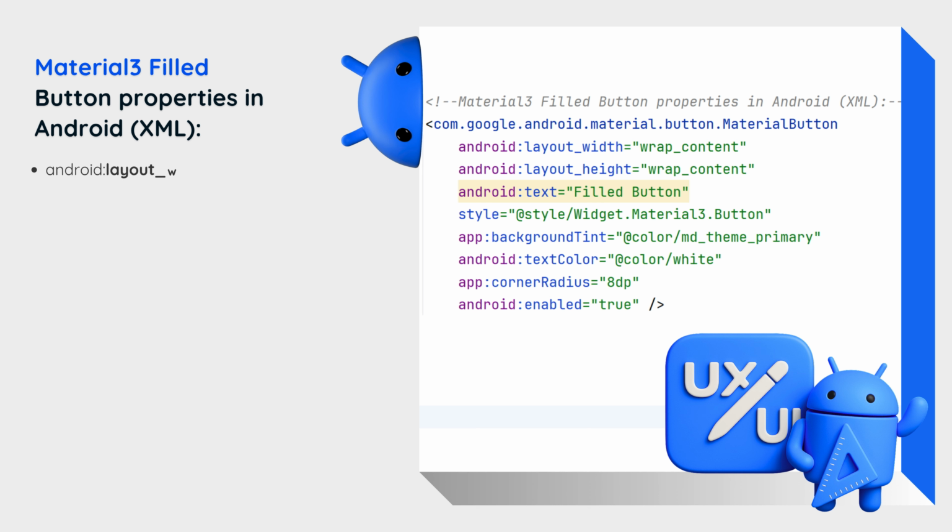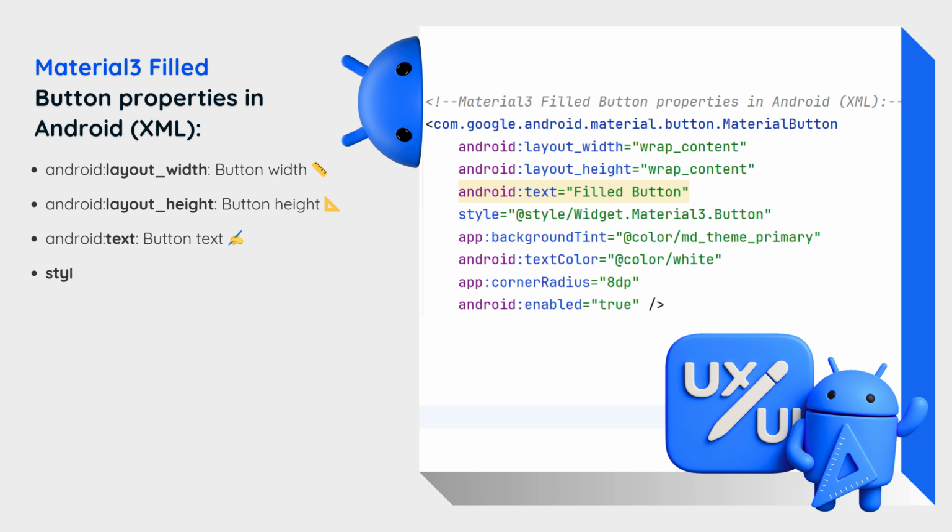Here are the key XML properties for a Material 3 filled button in Android. android:layout_width and android:layout_height define the size of the button. android:text sets the label that appears on the button. The style should be set to Widget.Material3.Button to apply the filled button look.